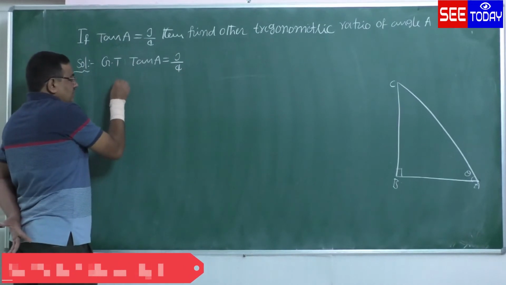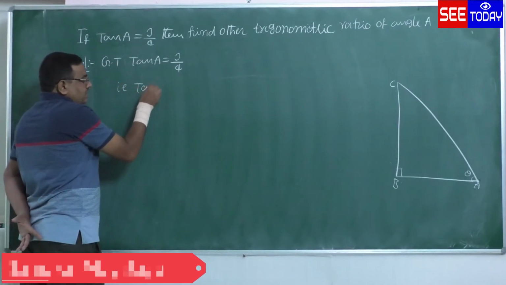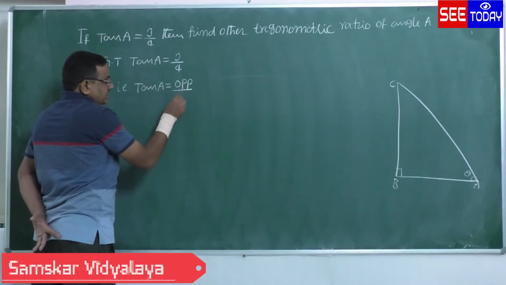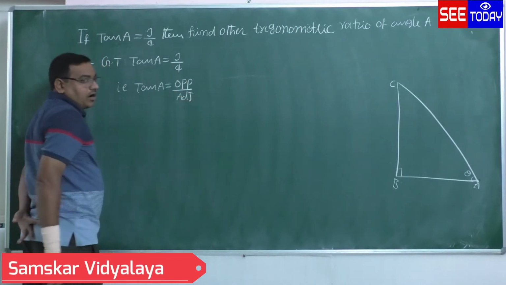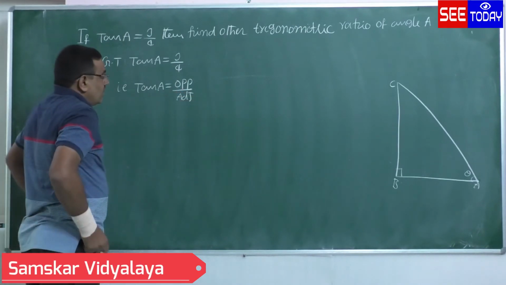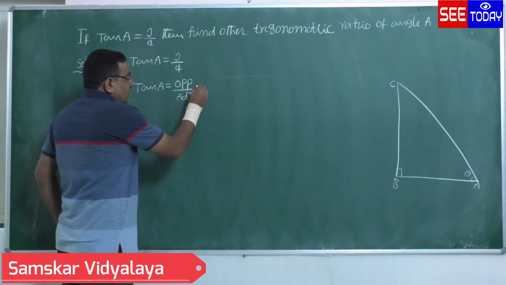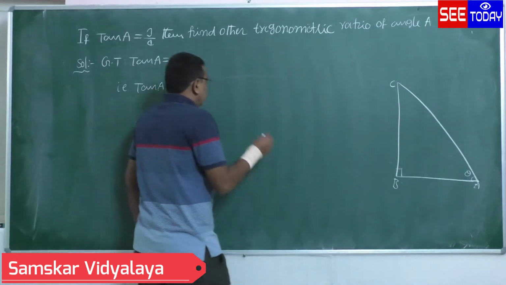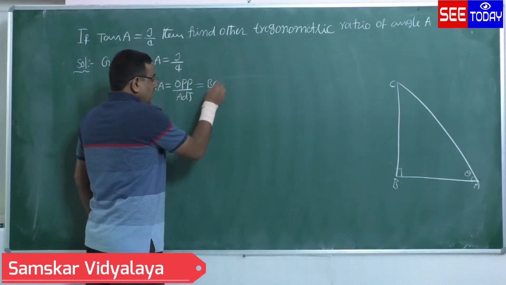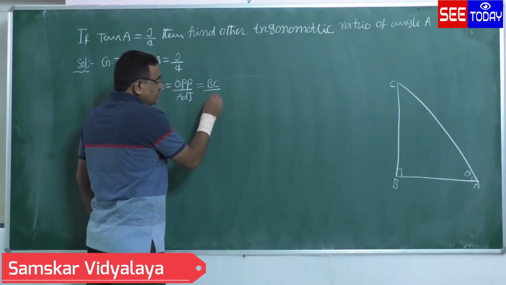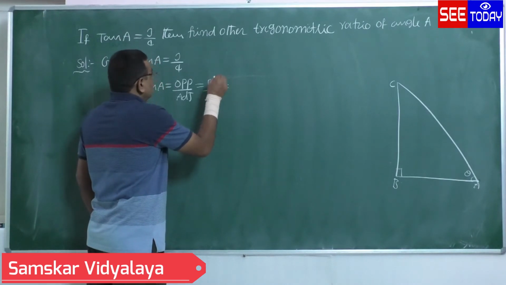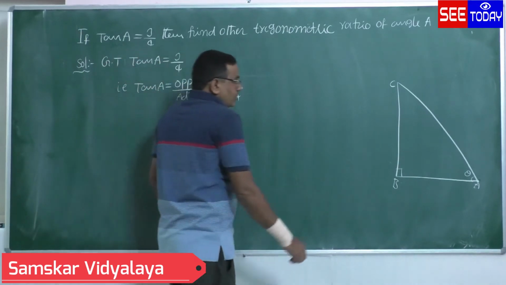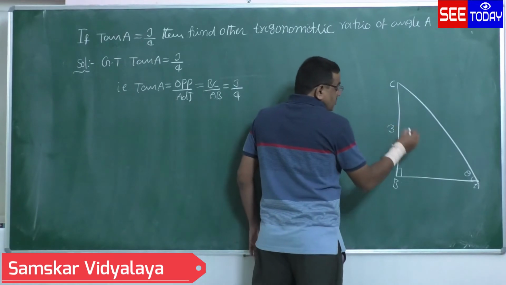That is, tan A is equal to what I know, beta? Opposite side by adjacent side. What is the value here? Opposite side, this is theta. This is opposite side, BC, by adjacent side, AB. That is 3 by 4. Therefore, you can put here BC is equal to 3.